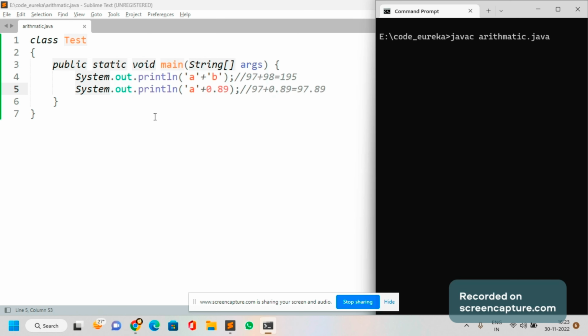Take it in the command prompt. Compile: javac filename.java. Now run: java Test. See, the output is 195 and 97.89.